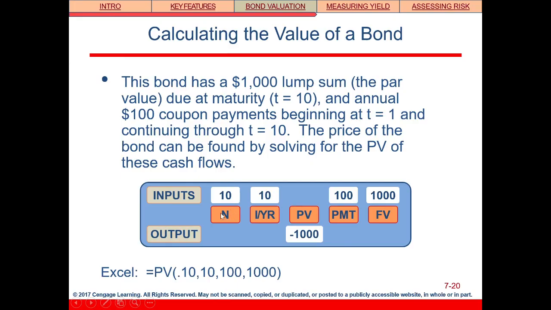So you see N equal to 10. The interest rate is also 10. That's the market interest rate, which is the same as the coupon interest rate because the payment is also $100 and face value is $1,000. So what is the fair present value?